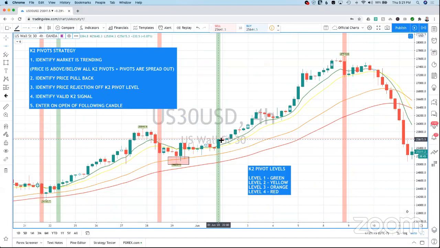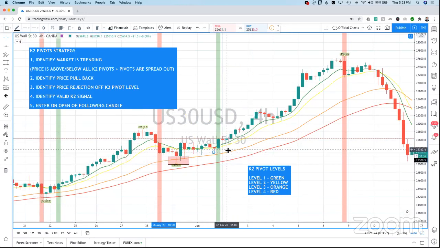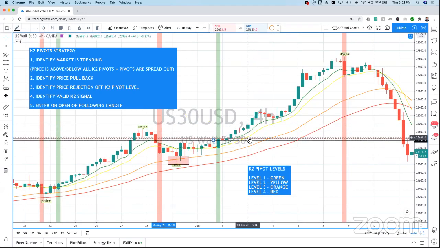So we entered right here, right? Our stop loss was originally at the previous swing down here. And then as price moved up, you can just move your stop loss to where the pivots are, because obviously when price gets to the pivots, odds are price is probably going to reverse like it did right here. So as price continues to move up, you can leave your stop at the level 3 right here, or you can even leave it at the level 2 right here.